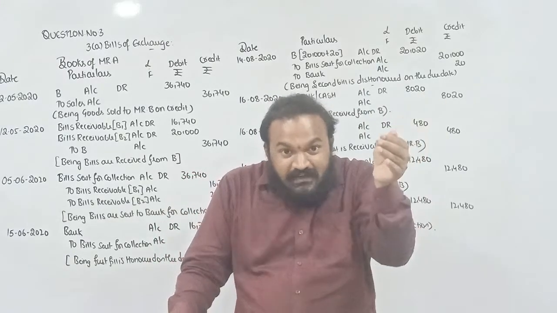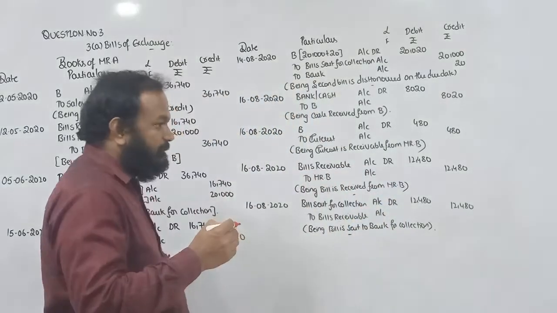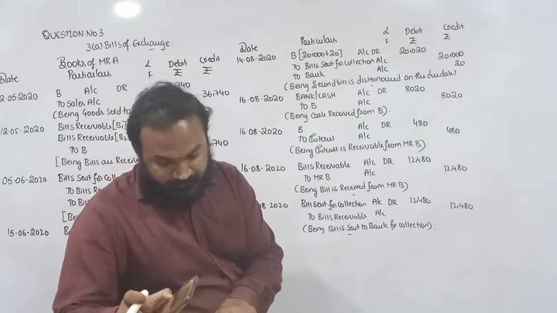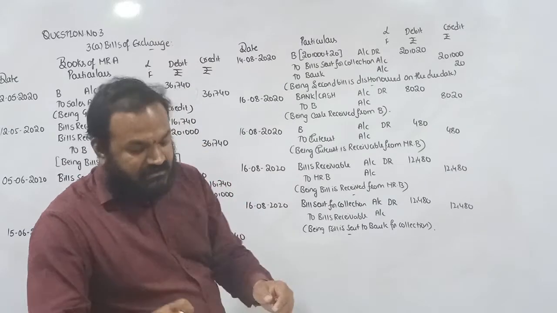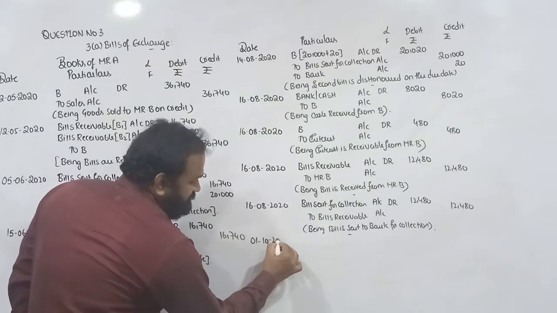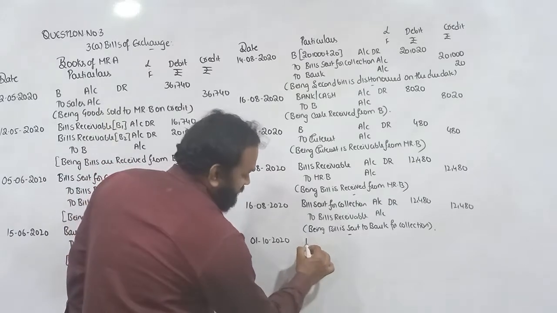It means the bill is retired before the due date. Everyone clear? So what is the date of approach of Mr. B? It's 1st October. October 1st 2020. What is the journal entry you have to write?